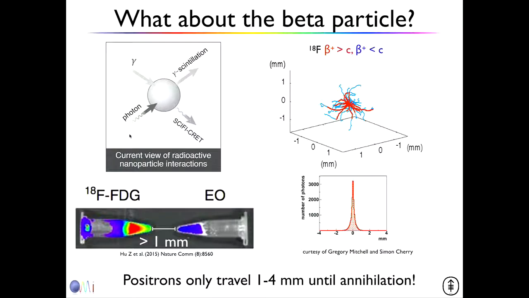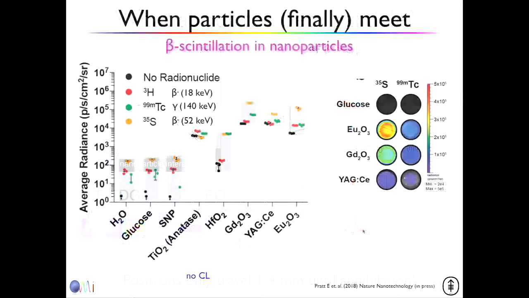So this is basically the concept of how particles get excited. So as they say with the gammas, and then with the photons, and then you get the REFI gamma scintillation, and you get CRET, fluorescence, sci-fi, how we called it. And this is just a graph from Simon Cherry, which shows you the distribution of a positron, which doesn't go much more than a millimeter, from FDG, which was what they used.